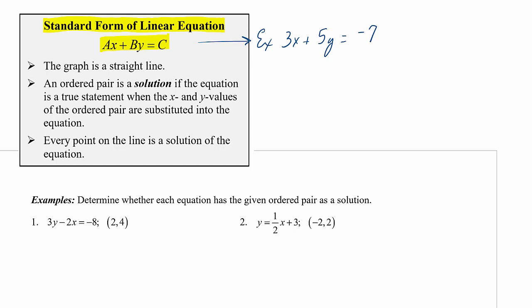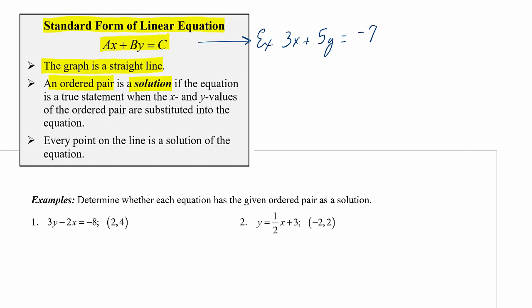Notice we have the x and y variables on the left side of the equation with their coefficients, and then we have the constant c on the right hand side, -7. When you have an equation that is of this form, the graph will be a line. So we're going to do some graphing, and you're going to notice that the graph is a line. And then an ordered pair is going to be a solution if the equation is a true statement when the x and y coordinates of the ordered pair are substituted into the equation.